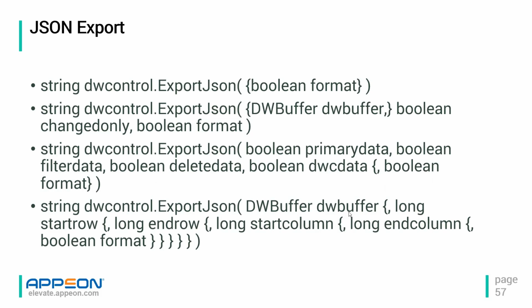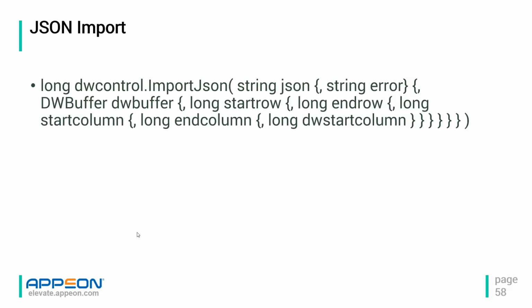This last one does indicate one buffer, but what we're allowed to do here is, if we want only a certain subset of the rows or columns in the data window that we actually want to generate into JSON, you would use that 4th option. Import's a little bit easier. There's only one import method.